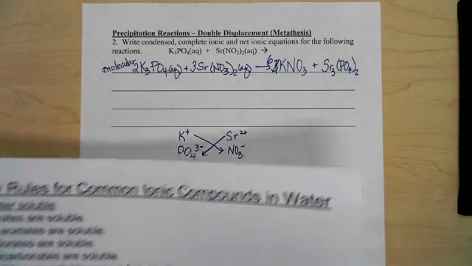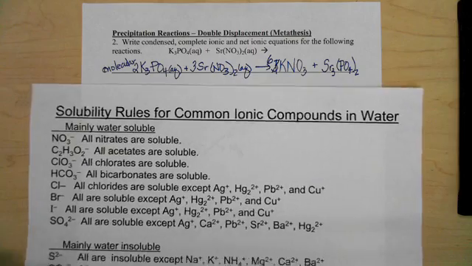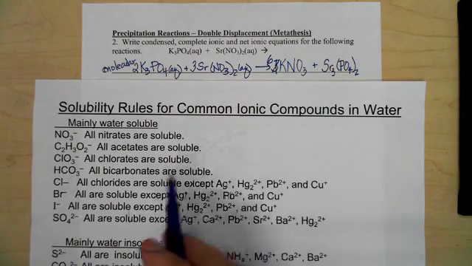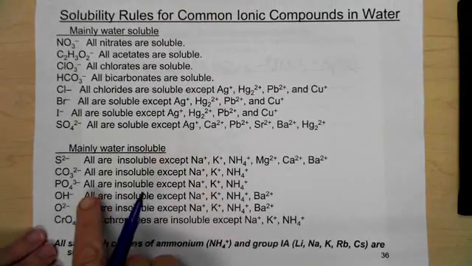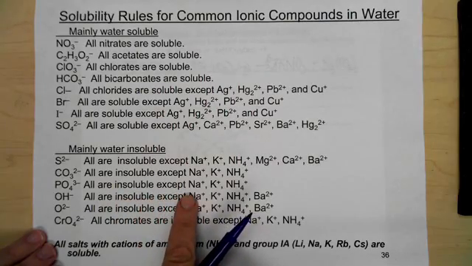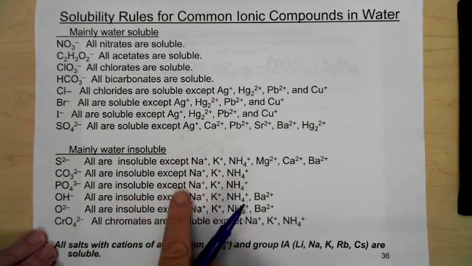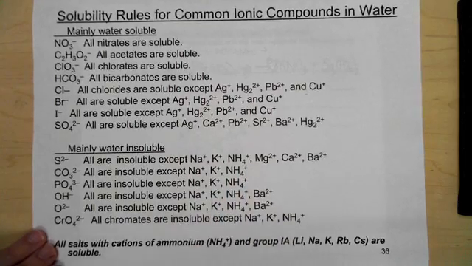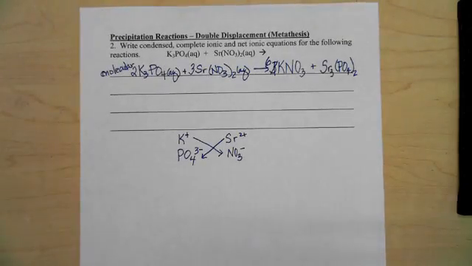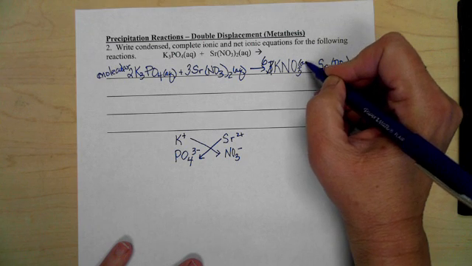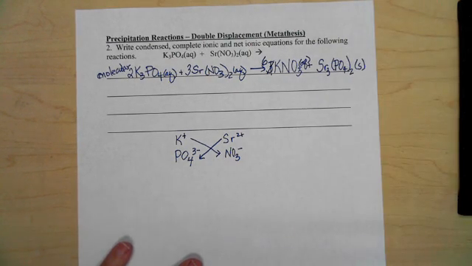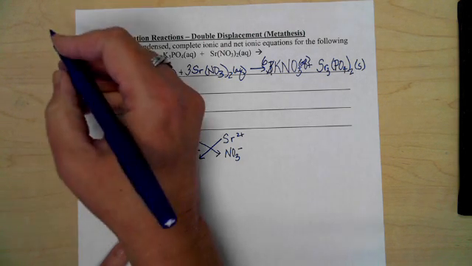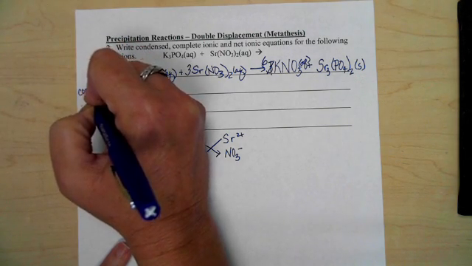After we change partners, now we need to consult our solubility chart. Well, we have all nitrates are soluble, so that's going to imply that that one is aqueous. Let's go down and look at the phosphates. All phosphates are insoluble, which means they form solids except for sodium, potassium, and ammonium. Now, strontium is not one of those 3, so this means this is an aqueous species and this is a solid species.